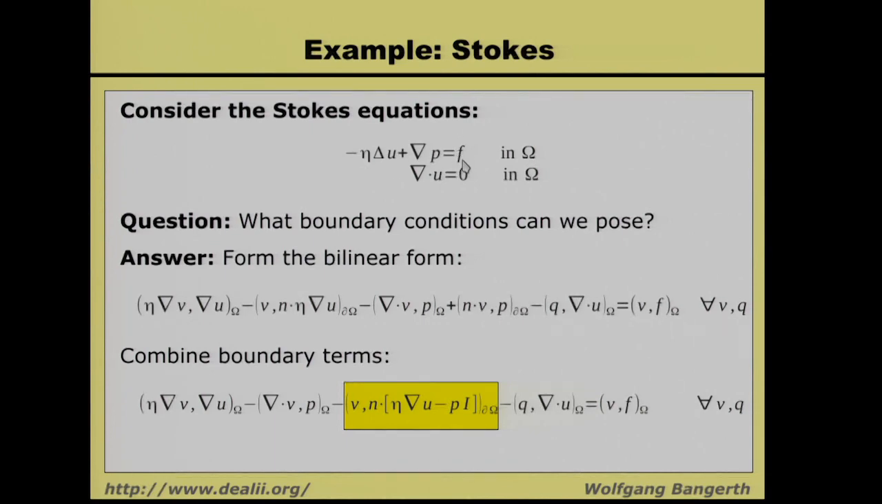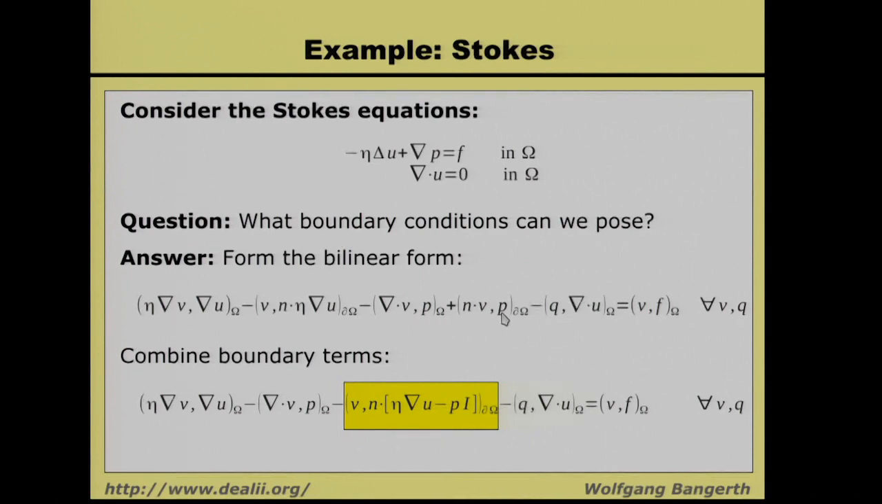So if I ask the question, what boundary conditions can I pose for this particular case? Then again, I need to find the corresponding bilinear form. So I multiply by a test function. I integrate this term by parts. I'm going to integrate this term by parts. And so out of the minus eta Laplace u term, I get eta grad v grad u minus v dot n eta grad u. And out of the grad p term, I get minus div v times p plus n dot v times p.